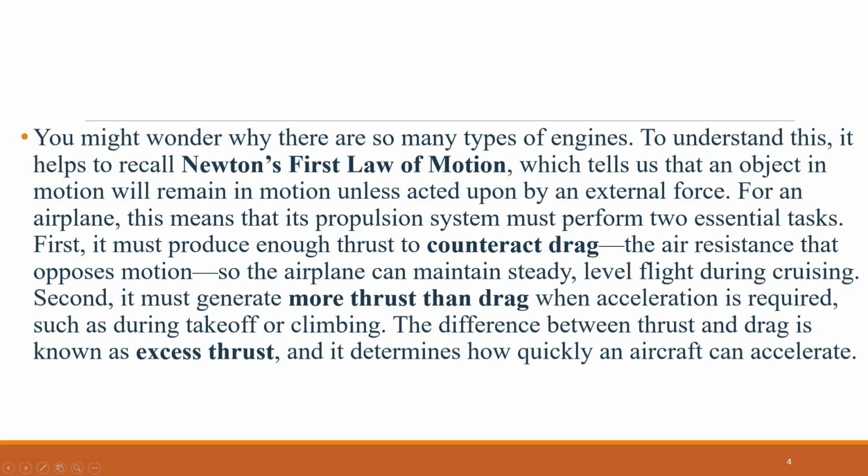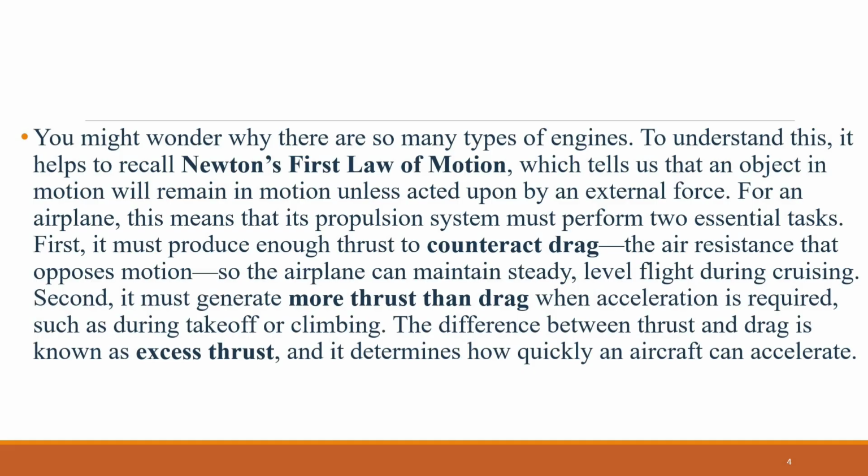You might wonder why there are so many types of engines. To understand this, it helps to recall Newton's first law of motion, which tells us that an object in motion will remain in motion unless acted upon by an external force. For an airplane, this means that its propulsion system must perform two essential tasks. First, it must produce enough thrust to counteract drag, the air resistance that opposes motion, so the airplane can maintain steady, level flight during cruising.